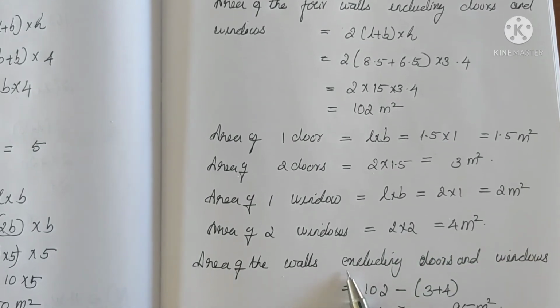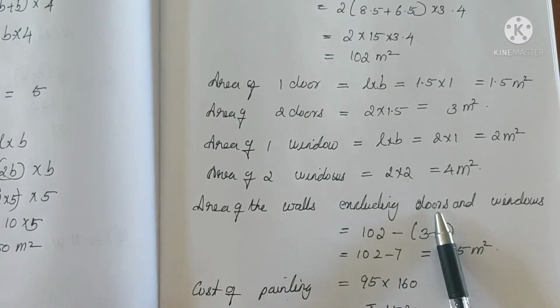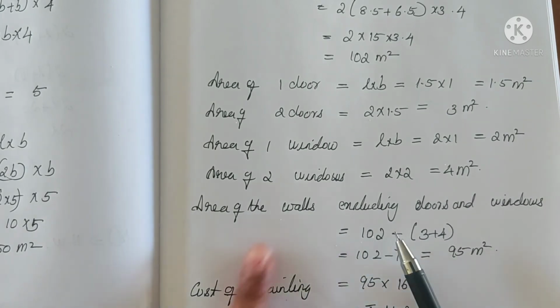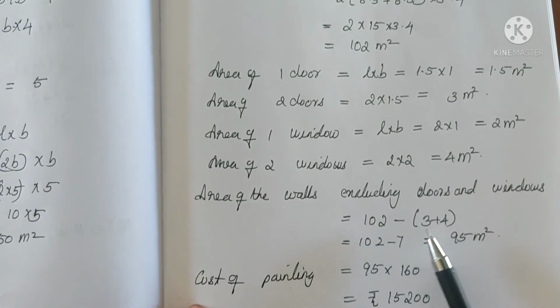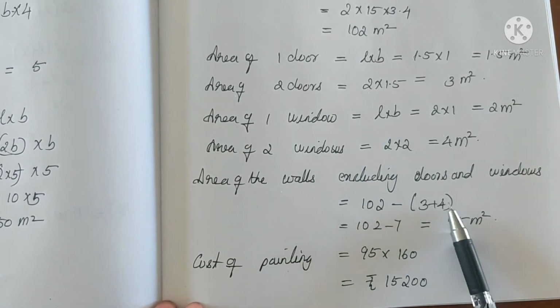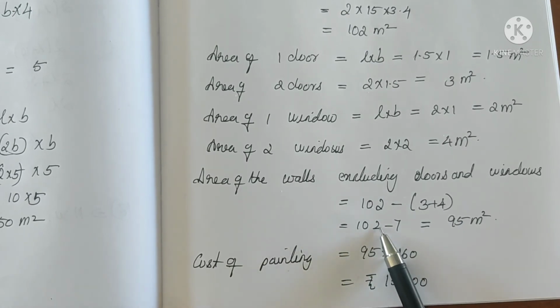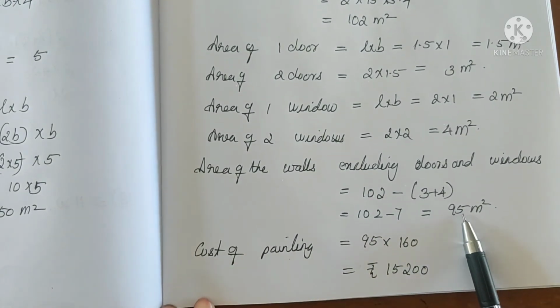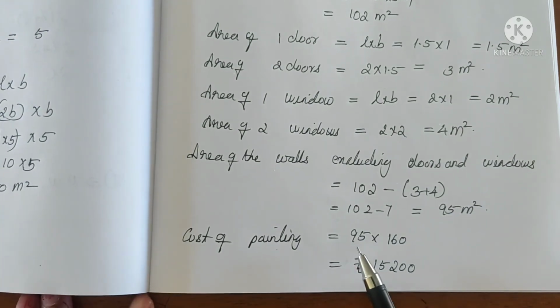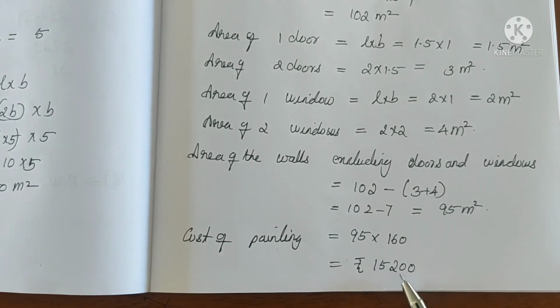Now, area of the walls excluding doors and windows. Now, we are removing this area of doors and windows from the total area. Total area was 102 minus area of the doors and windows, 3 plus 4 is 7. So 102 minus 7 is equal to 95 meters square. Therefore, cost of painting is equal to 95 into 160, which is equal to rupees 15,200.